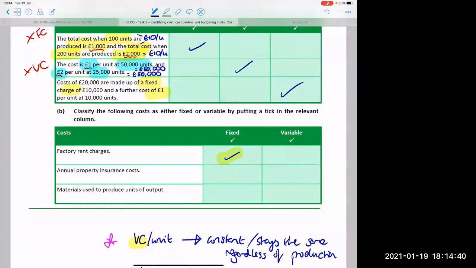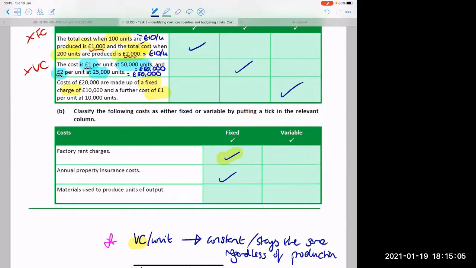Likewise, annual property insurance costs, that would be fixed as well, wouldn't it, guys? Because your insurance is not going to increase and decrease with regards to how many units you're making. Not on an annual basis. You're going to get the bill for the year, and then that won't be affected by how many units you produce during that year. So that would be a fixed cost as well.